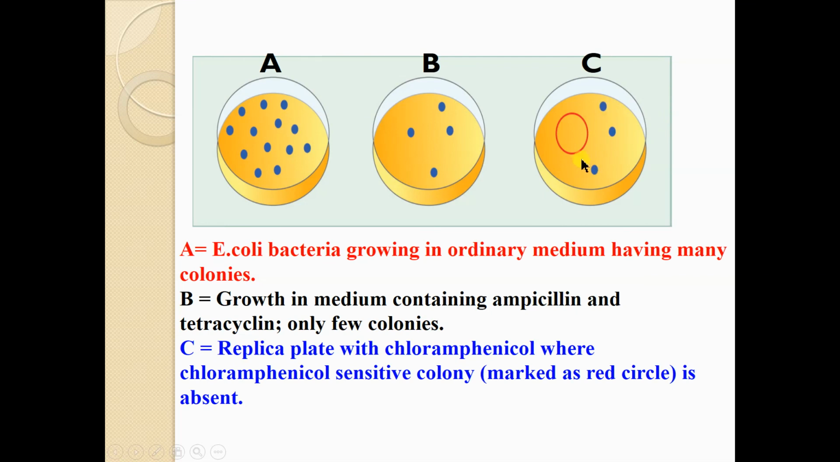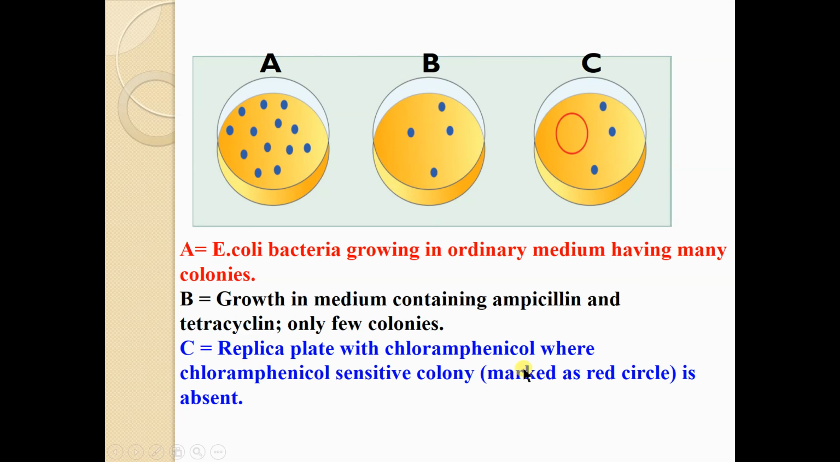So now we match both the plates, and we find that where there is a no-growth spot, it is the same as in our B medium. Here the red colored outline shows that this colony, which is present in our original medium, is our colony of interest. So this is our colony which contains the plasmid containing our DNA of interest.